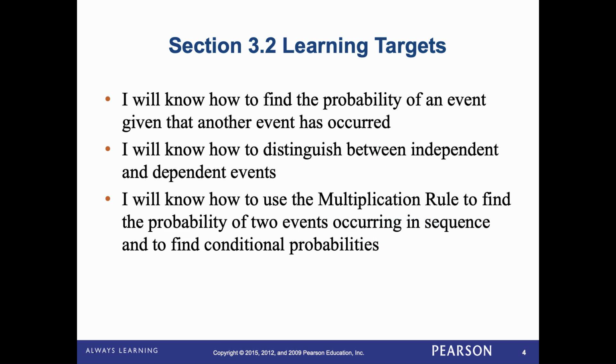All right, so our learning targets. I will know how to find the probability of an event given that another event has occurred. I will know how to distinguish between independent and dependent events. I will know how to use the multiplication rule to find the probability of two events occurring in sequence and to find the conditional probabilities.